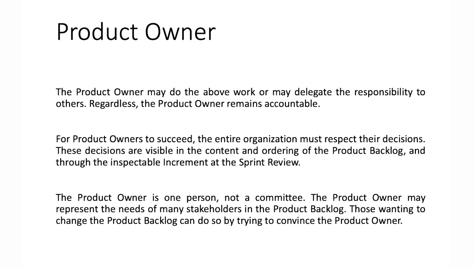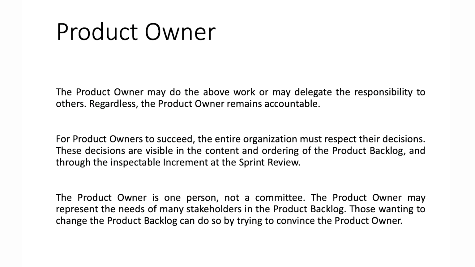So the product owner may do the above work or may delegate the responsibility to others. Regardless of the delegation, the product owner remains accountable for these items. So for product owners to succeed, the entire organization must respect their decisions. And these decisions are visible in the content and ordering of the product backlog and through the inspectable increments at the sprint review. So the product owner is one person, not a committee, not a team.